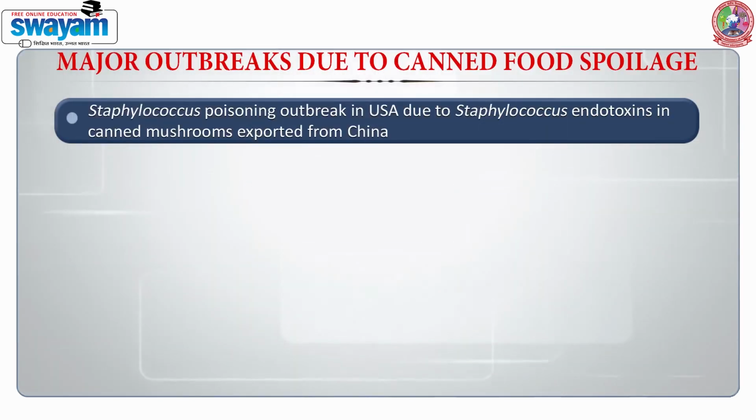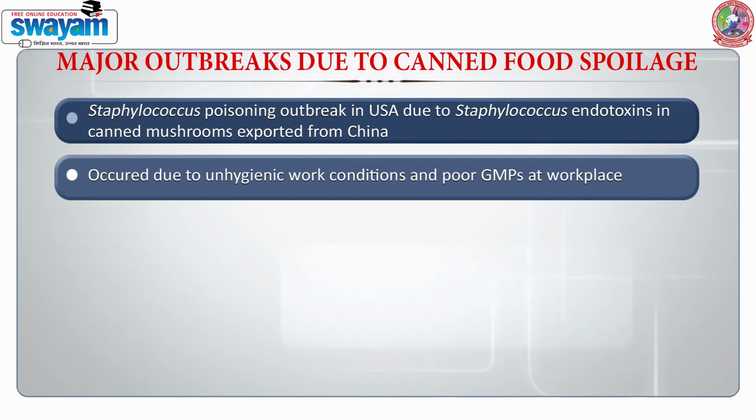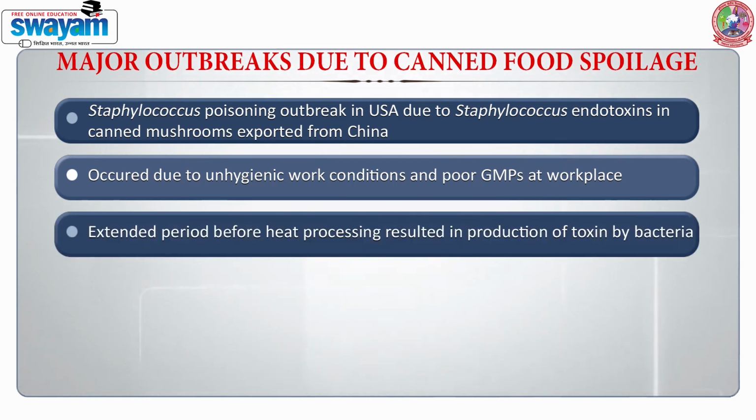A major outbreak due to canned food spoilage was staphylococcal poisoning in the US, due to Staphylococcus endotoxin in canned mushrooms exported from China, which was attributed to unhygienic work conditions and poor GMPs at the workplace. An extended period before heat processing results in production of the toxin by the bacteria.